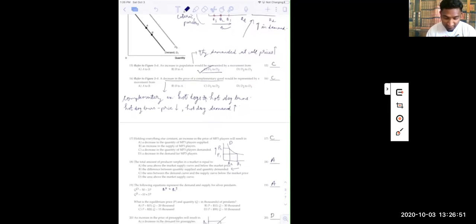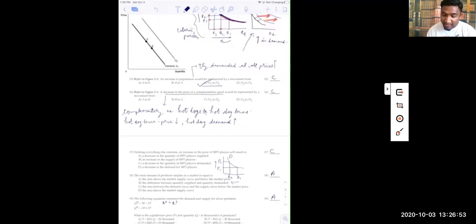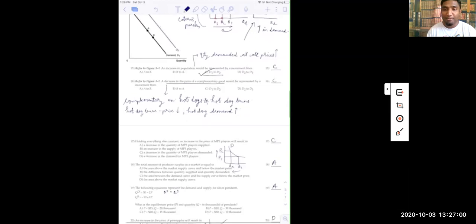Again, referring to the same figure, a decrease in the price of a complementary good would be represented by. So what is a complementary good? Something that complements the other good, something that goes with the other good. That is called a complement or complementary good. For example, hot dogs and hot dog buns. You usually don't just eat the hot dog buns, or you usually don't just eat the hot dogs. These two are complementary goods.